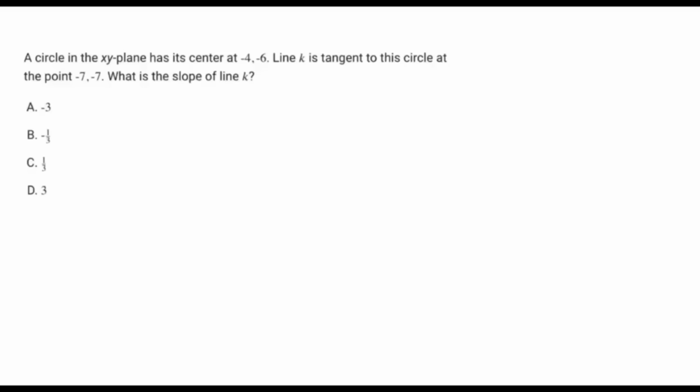A circle in the xy plane has its center at coordinates negative 4, negative 6. Line K is tangent to the circle at points negative 7, negative 7. What is the slope of line K? So this is an interesting problem because when you talk about geometry on the SAT, you don't really get too much into the obscure concepts. So we have tangent lines on a circle. This one thankfully is quite simple and straightforward, so I'll show you how it's done.